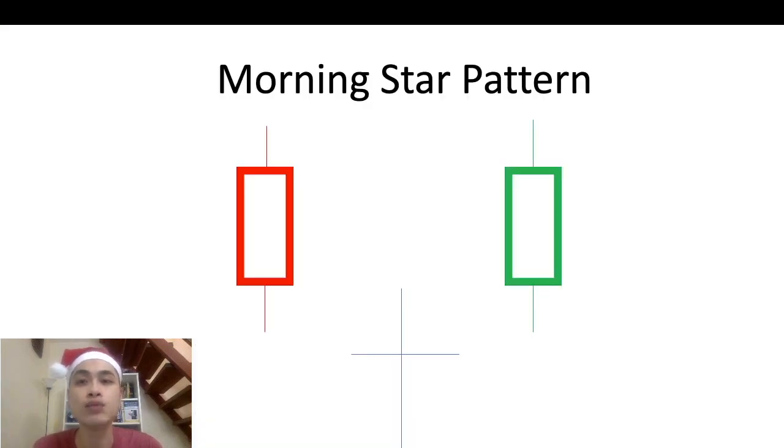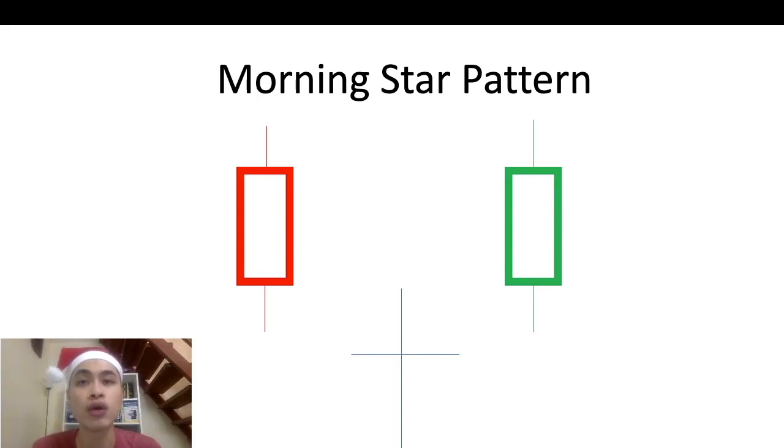So the next pattern we'll look at is the morning star pattern. The morning star pattern is also a three candlestick pattern. This is how a morning star pattern looks. The first candlestick of the pattern is a bearish candle, followed by a doji candlestick, and the last is a bullish candlestick. So that's the first thing to look out for.